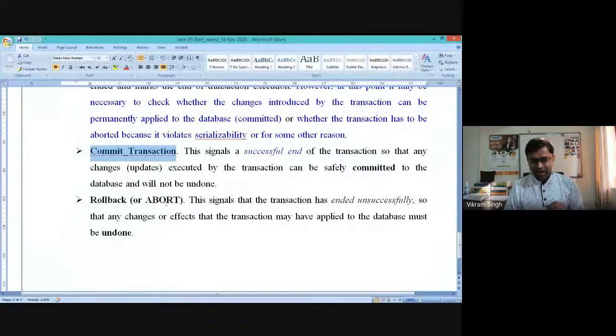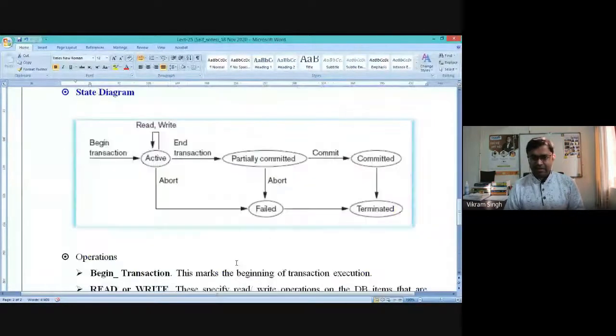Now after that, there is the operation called rollback or abort. So we have seen in the state diagram also, there are two possibilities of abort.